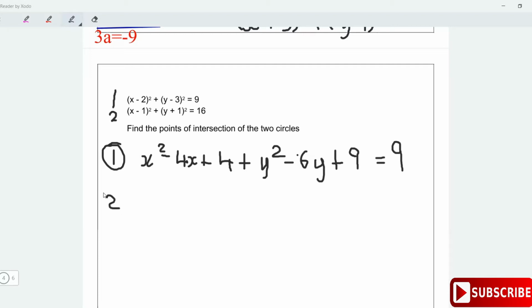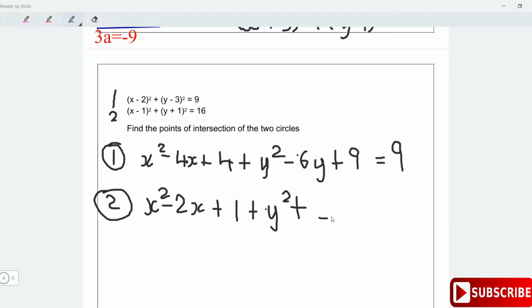That's expanding the first one. Let's expand the equation of the second one. After we expand the equation of the second one, what we're going to get is x squared minus 2x plus 1. Then we expand this part, we get plus y squared minus 2. No, actually it's plus right here. So it's actually plus 2 times y. And then 1 squared is plus 1. And this is equal to 16.